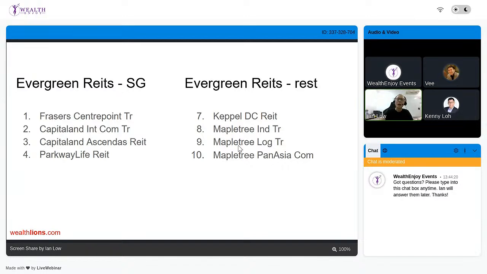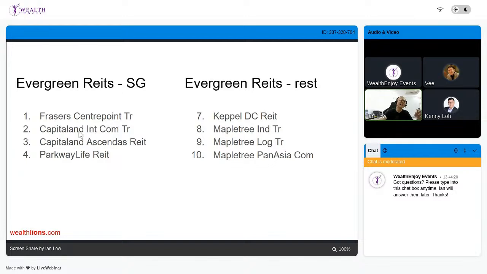Mapletree Logistics, I will just buy a bit because I think it's about 15% or 20% Singapore. Mapletree Pan Asia is about 50-60% Singapore, maybe 50%, and 40% is China and Hong Kong. So when I buy Mapletree Pan Asia, I know I'm buying into China and Hong Kong. I'm happily buying into Frasers Centrepoint Trust because it's totally Singapore.